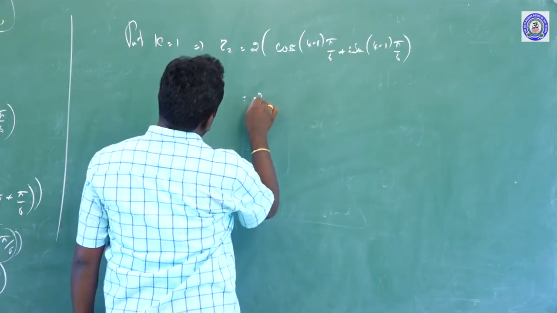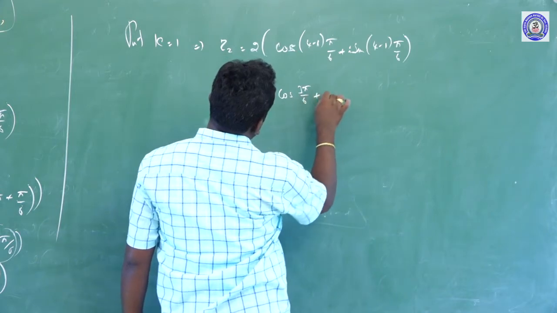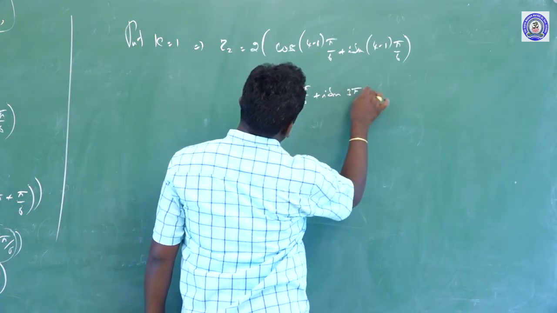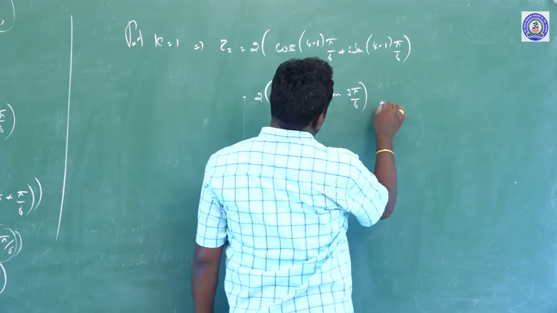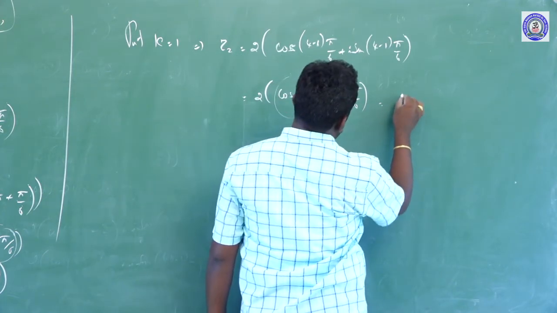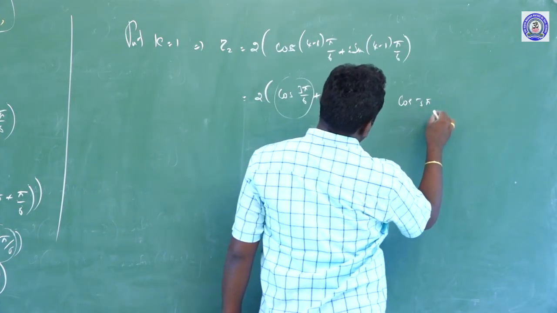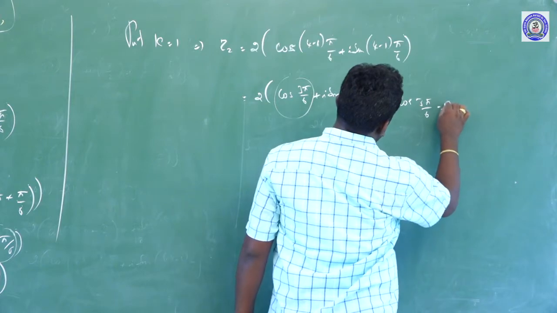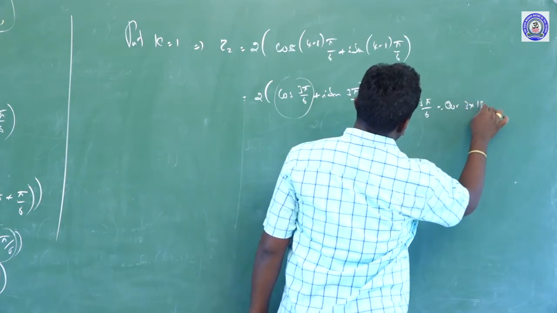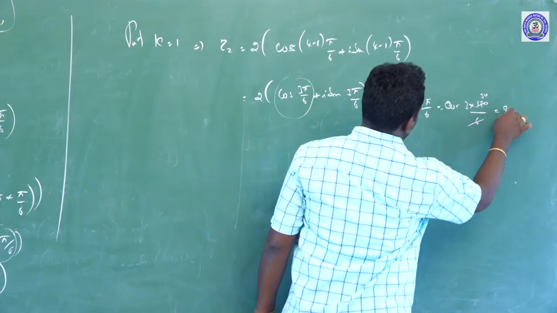That is equal to 2 into cos of 3π/6 plus i sin of 3π/6. Now again we calculate this value. Therefore we can write cos of 3π/6 as cos of 3 into 180 by 6, cancel, that is 30... that is equal to 90.